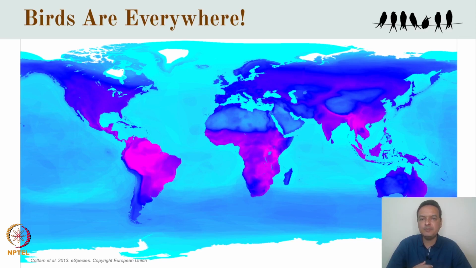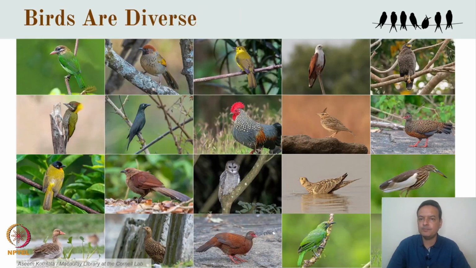Here is a map depicting the number of bird species found in different parts of the world, with purple indicating the most species and white the fewest. Closer to home, if you stand in your neighborhood and count birds for 15 minutes, you will likely count 15 or 20 individual birds, or possibly more.